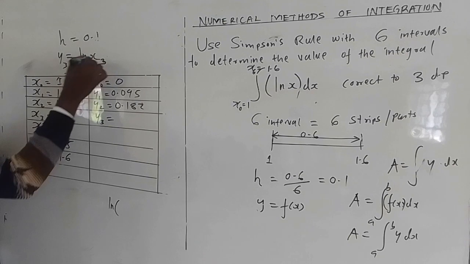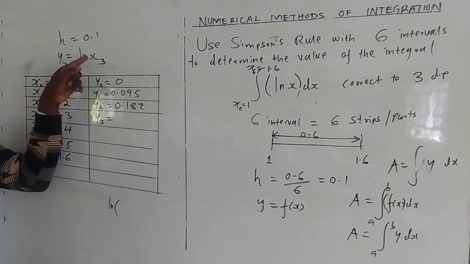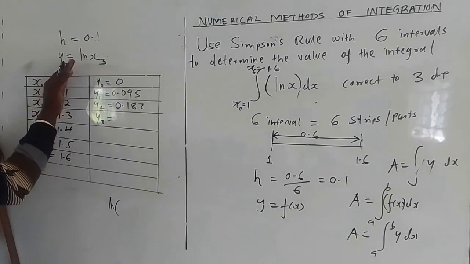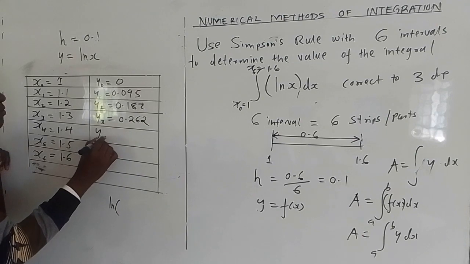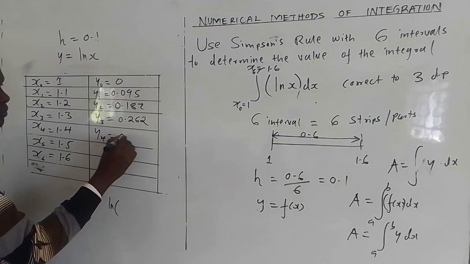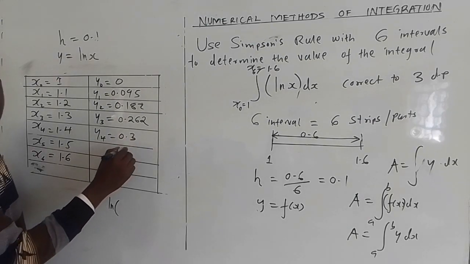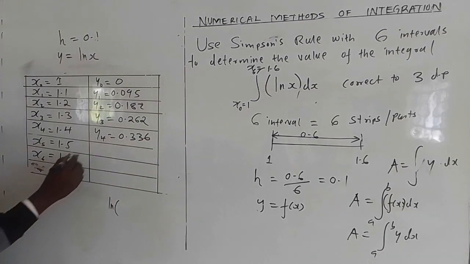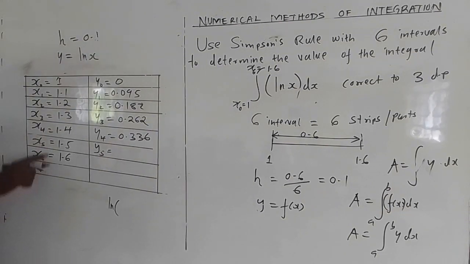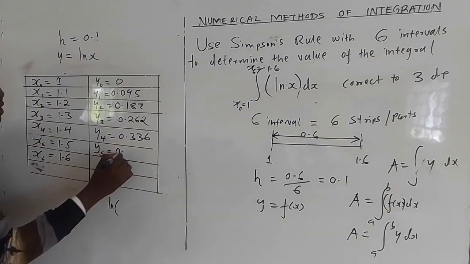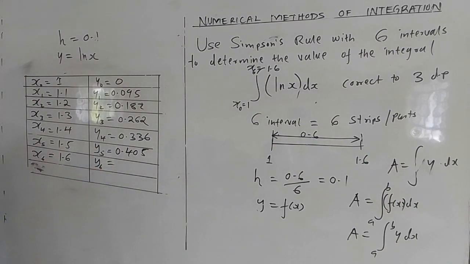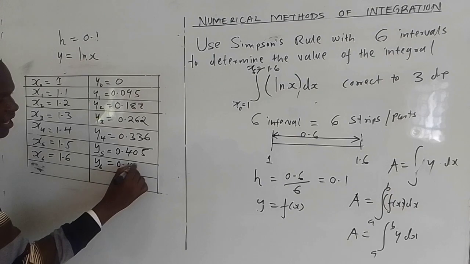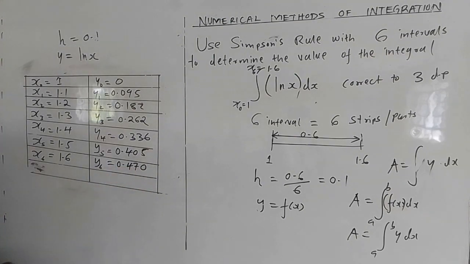Then you move to the next one, y3. If this is y3, meaning that is x3, ln of x3, isn't it? So ln of 1.3, x3 is 1.3, which gives 0.262. Then y4 will be ln of x4, which is 0.336, isn't it? Then you move, x5 will give you y5. y5 is ln of x5, ln of 1.5, okay? That is 0.405. Then move to y6, which is 0.470. Good. So you found all of them, isn't it?